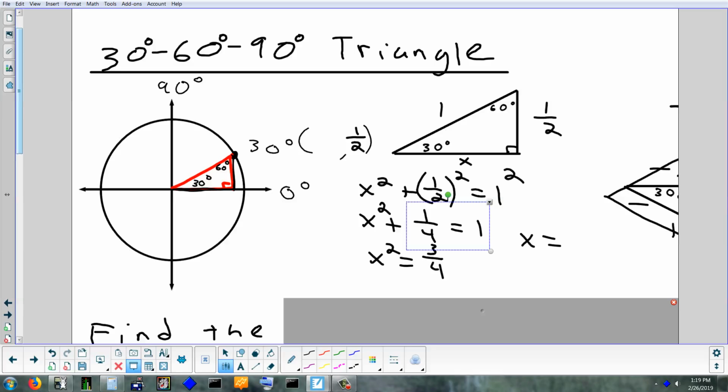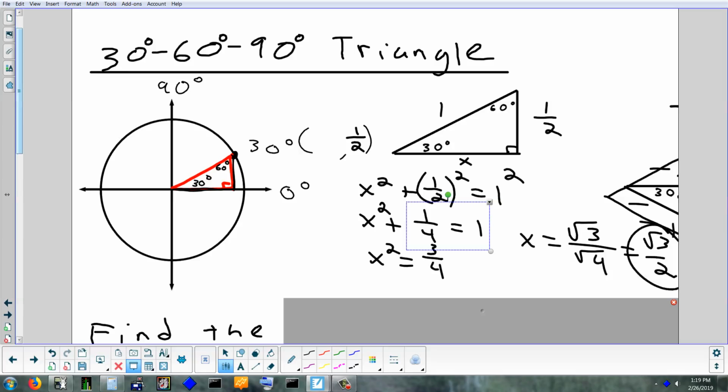Yeah, you do each number. Do the top and do the bottom separate. Square root of 3 over square root of 4. And that will simplify nicely, and we won't have to worry about a root in the bottom. What does that simplify to? Yeah? Square root of 3 over 2.